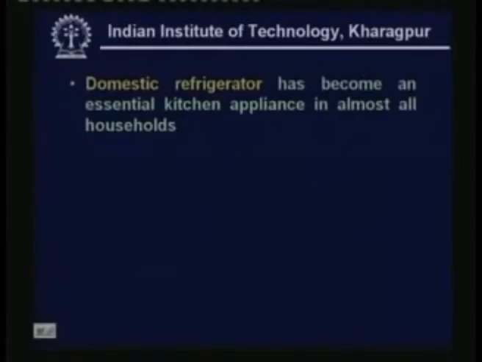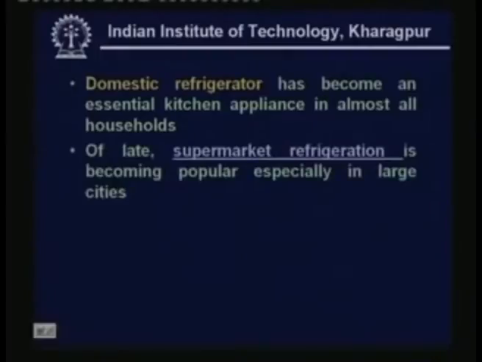Now, of course, as you know very well, thanks to the development in vapor compression refrigeration technology, domestic refrigeration for food preservation at customers' place has become so popular that it is one of the most important or necessary appliances in any home in all developed countries and also in developing countries. And of late, particularly in developed countries and also in big cities, supermarket refrigeration has become quite popular.